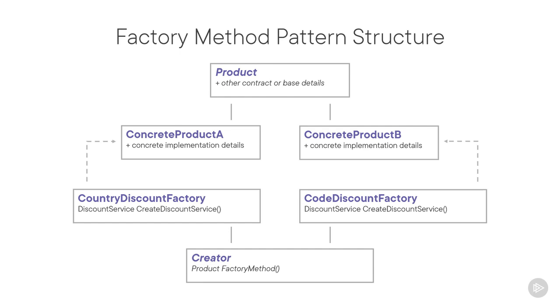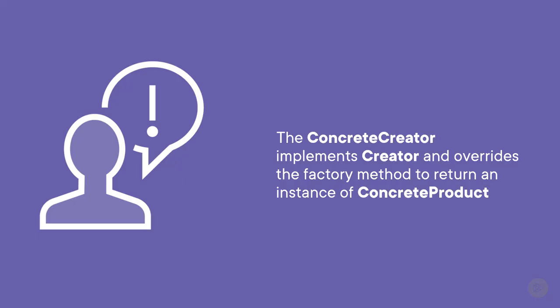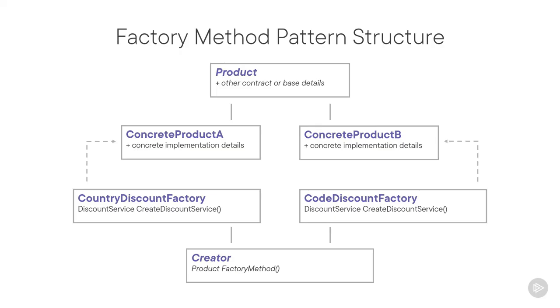The creator itself may also call the factory method to create a product object. And lastly, we have the concrete creator. These are implementations of creator which override the factory method to return an instance of a concrete product. Mapped to our example, these are the code discount factory and country discount factory. And with that, we've got our pattern structure. Let's implement our example in a demo.